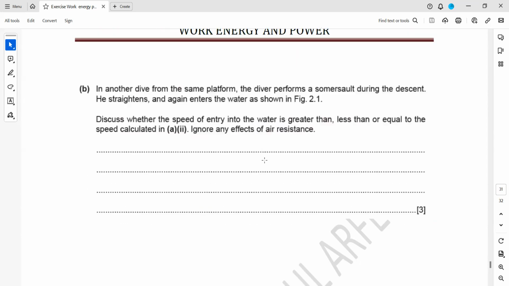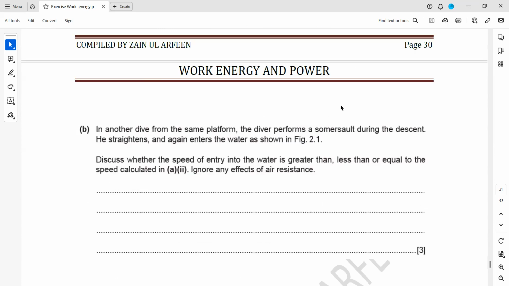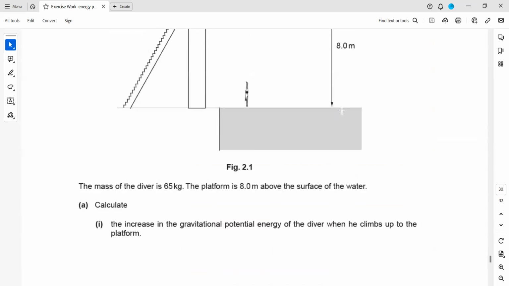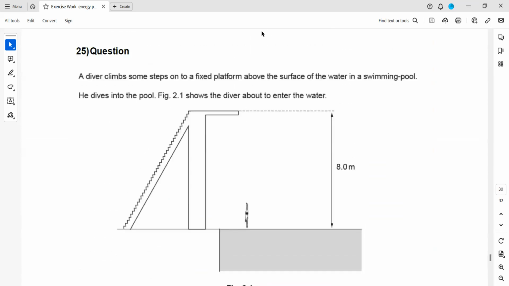Then another diver from the same platform dives and performs a somersault, like he flips. Discuss whether the speed will be the same, greater, or less. So this diver did not perform a somersault, but another diver is performing a somersault as he goes down. Both will have the same speed.